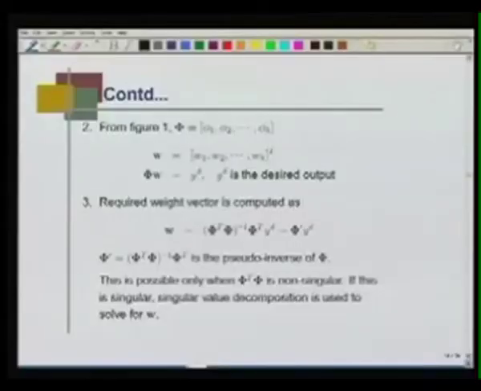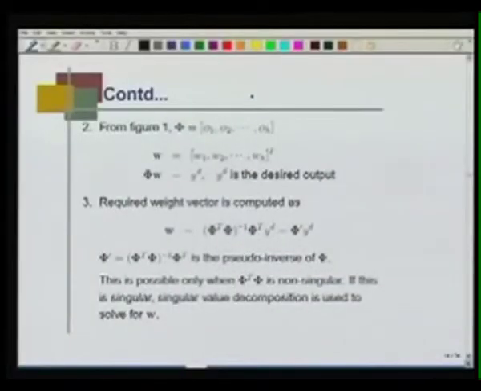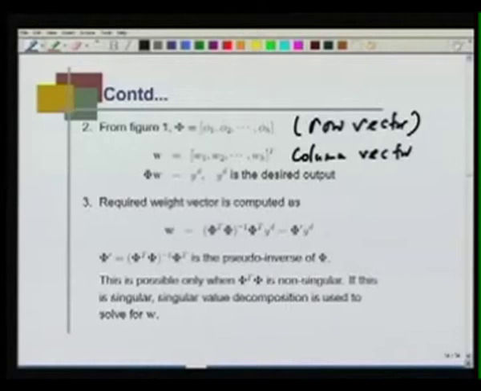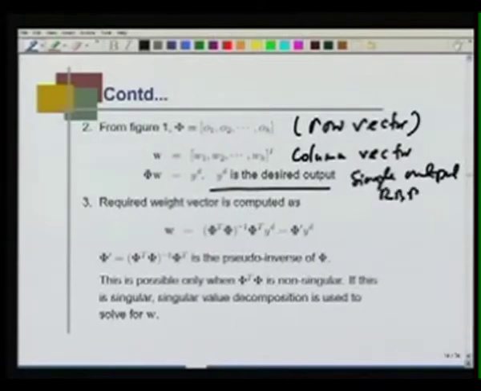So, now we will formulate the problem. Let us say phi is phi 1, phi 2 up to phi h. It is a row vector. These are the outputs of the radial centers. W is the weight vector, which is a column vector, and phi W is yd, where yd is the desired output. So, we are now only talking about a single output RBFN. You can also talk about multi output; the formulation will be the same.